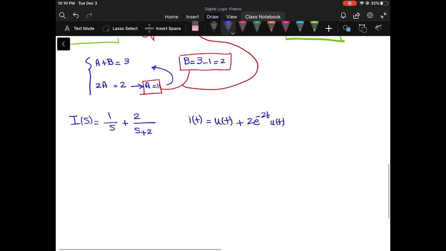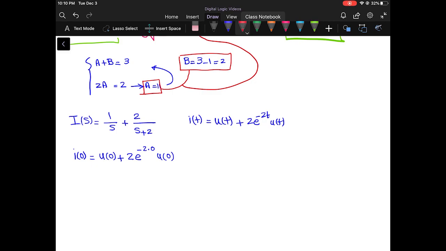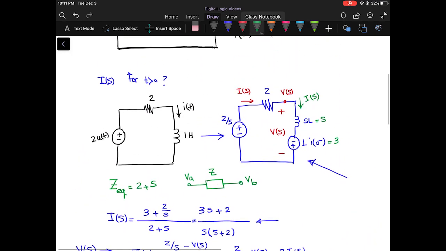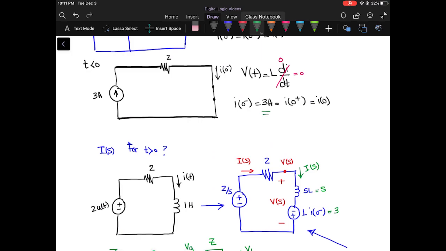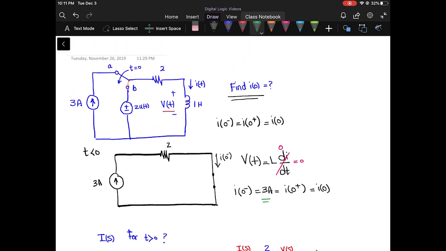Now in the question, they ask us to find I of 0 using the I of t that I just found, and then check it with the I of 0 that I found before. So I of 0 using this equation is u of 0 plus 2e to the negative 2 multiplied by 0 u of 0. The step function at time t equal to 0 is equal to 1. So this is 1, this is 1, so it will be 1 plus 2, which is equal to 3. And you can see that this 3 is equal to the I of 0 that we found over here. All right? Okay, so I hope you understood this question.